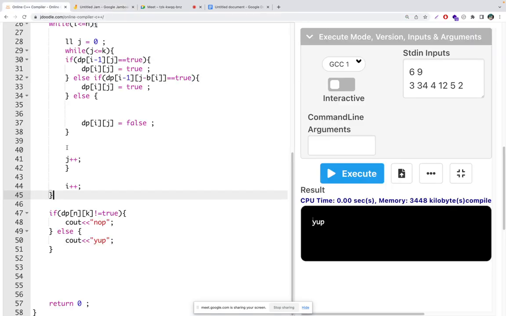Yeah. So see, I have written here that only if dp of n of k is not equal to true, then it is no. If it is true, then yes. Clear?